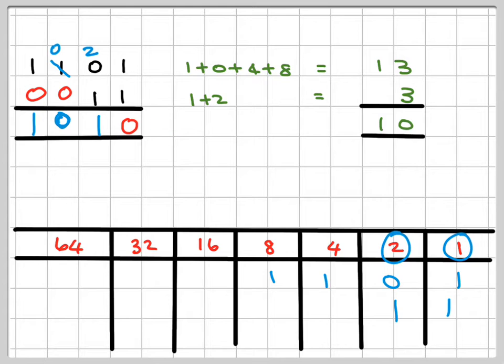Well, let's convert it back. The first column is worth nothing, the first column on the side. Then the next column is worth a 2, so it's plus 2. Then the next column is nothing, and then the very first column is worth an 8. And we can see 8 plus 2 is equal to 10. So that worked beautifully. Let's try one more.